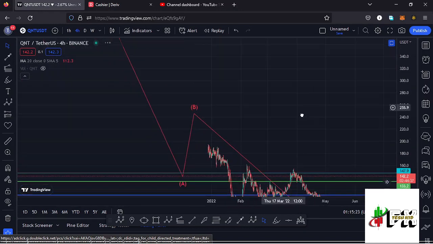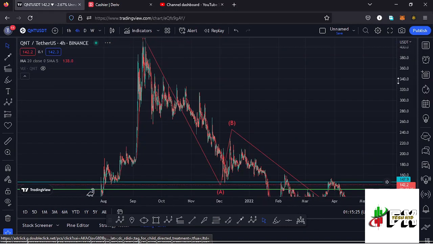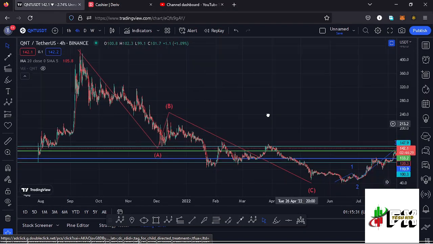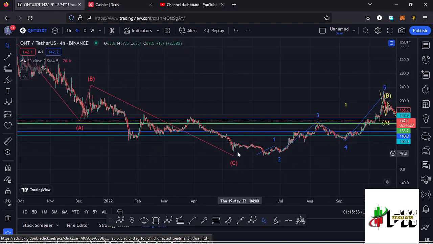4-hour chart by first giving you a recap of what has been happening, where you can see that Quant, after making it to an all-time high, started the bear market where we had been seeing lower prices in this ABC corrective structure, which took us back to around the $40.1 mark.